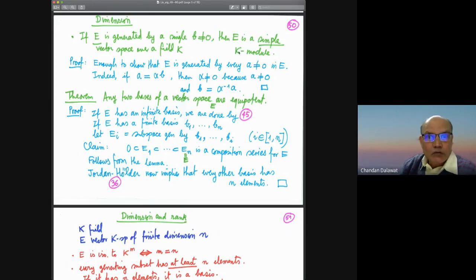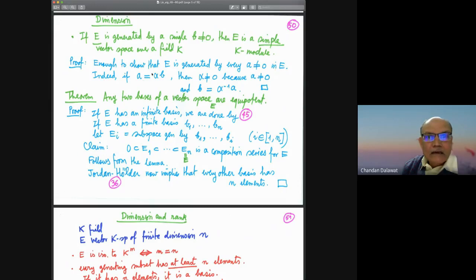So a simple module is a module of length 1, if you remember what length of a module means, right? So why is a vector space, if it's generated by a single non-zero vector, a simple module? Because in order to show that it's simple, we have to show that every non-zero element generates the whole space.